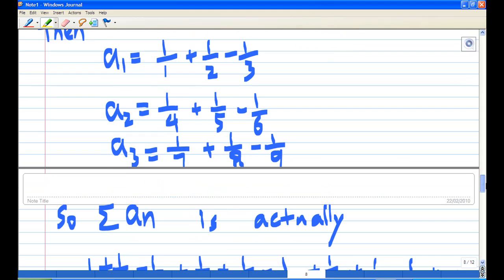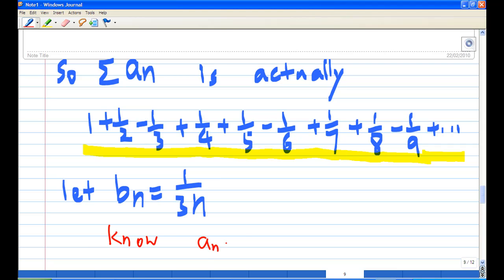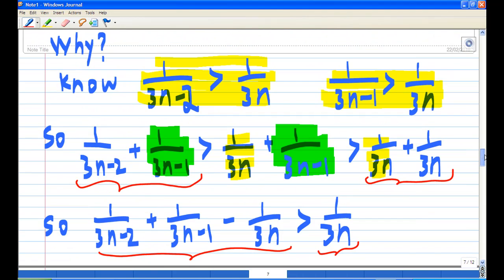So if you sum up the a_n, the summation of a_n is 1 plus 1/2 minus 1/3 plus 1/4 plus 1/5 minus 1/6 plus 1/7 plus 1/8 minus 1/9. This is actually the series we're investigating, whether it is convergent or divergent. Now let b_n be 1 over 3n, the series we are going to use as reference. From our inequality, we know that a_n is greater than b_n, right?